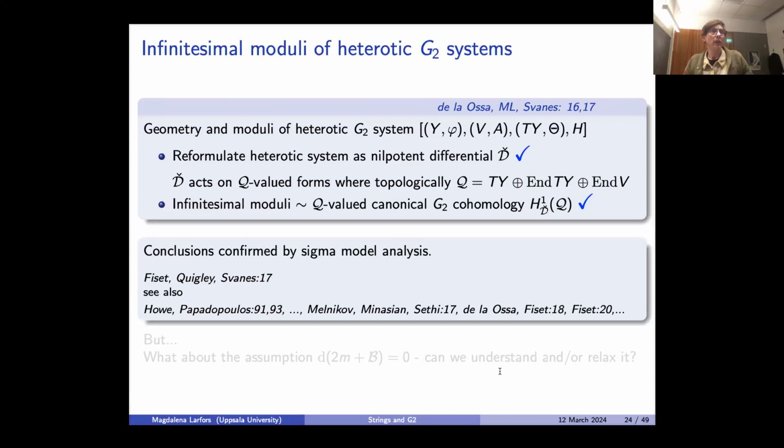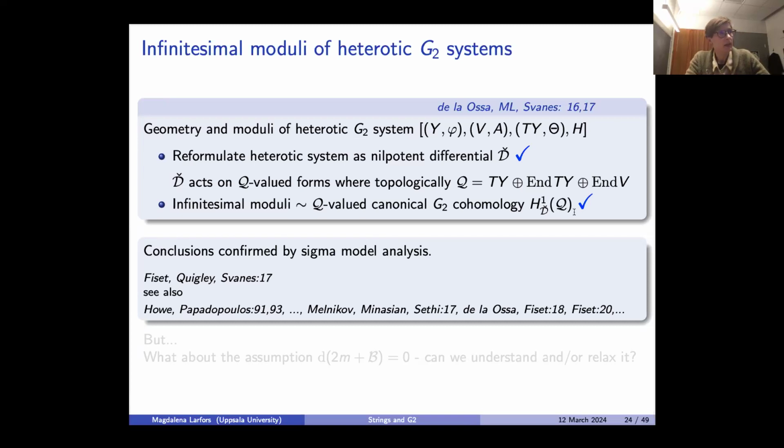So what have we done then? Well, we have reformulated the heterotic G2 system as a nilpotent differential, which acts on Q-valued forms. And then we have shown that the infinitesimal moduli correspond to Q-valued canonical G2 cohomology, H1 D-check here.